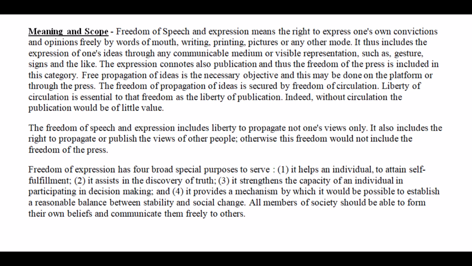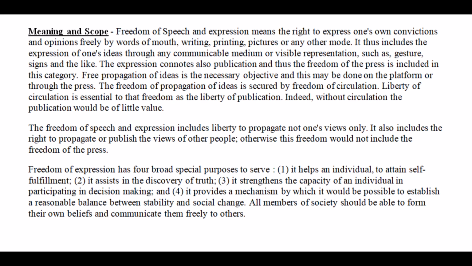Free propagation of ideas is the necessary objective, and this may be done on the platform or through the press. The freedom of propagation of ideas is secured by freedom of circulation. Liberty of circulation is as essential to that freedom as the liberty of publication. Indeed, without circulation the publication would be of little value.